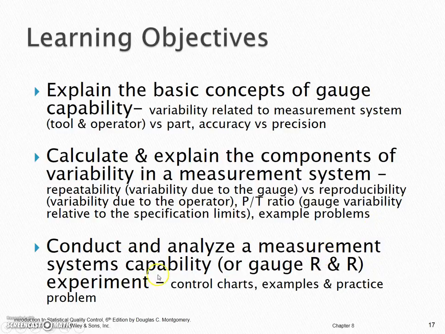Conduct and analyze a measurement system's capability experiment. So we did it with the control charts based on the first 2 example problems where we had just 1 operator, and we used the ANOVA analysis out of Minitab for when we have multiple operators. And then we're going to do a lab activity in class where you're going to collect data and conduct the measurement systems analysis.